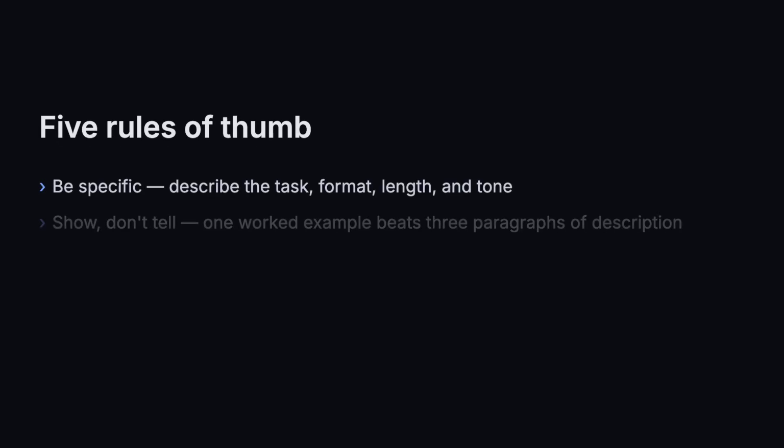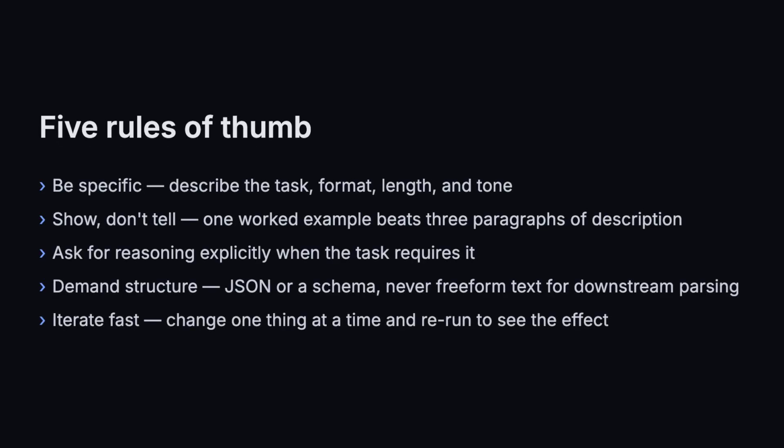5 rules that hold up across almost every prompt you'll write. Be specific about what you want: task, format, length, tone. Show concrete examples instead of describing requirements abstractly. Ask for reasoning explicitly when the task involves multi-step thinking. Demand structured output whenever something downstream has to parse the result. And iterate one variable at a time so you can tell what actually moved the needle.